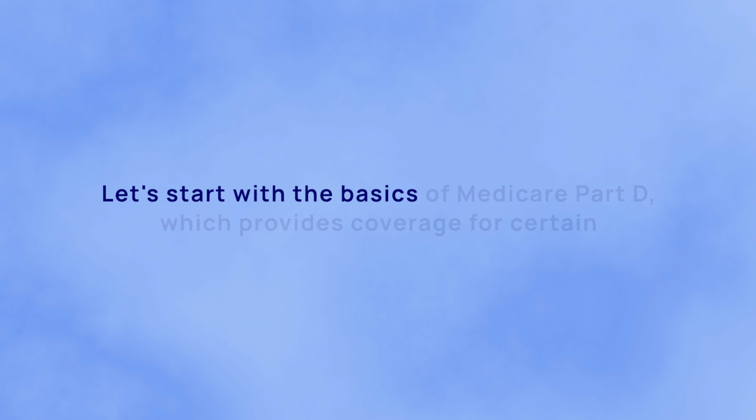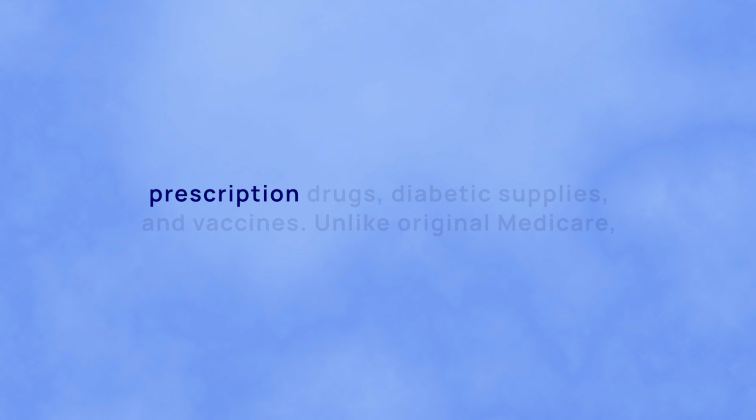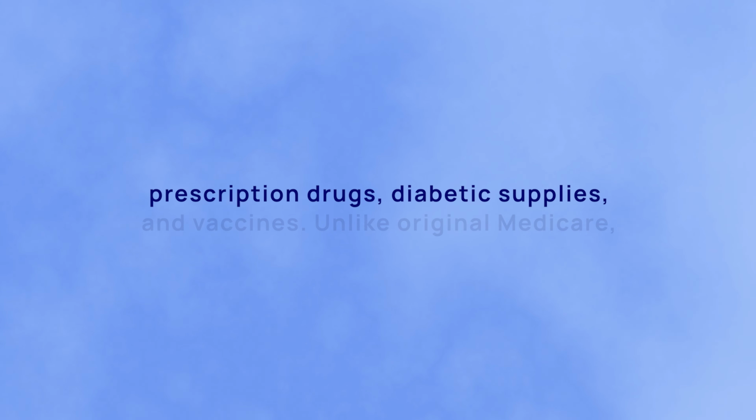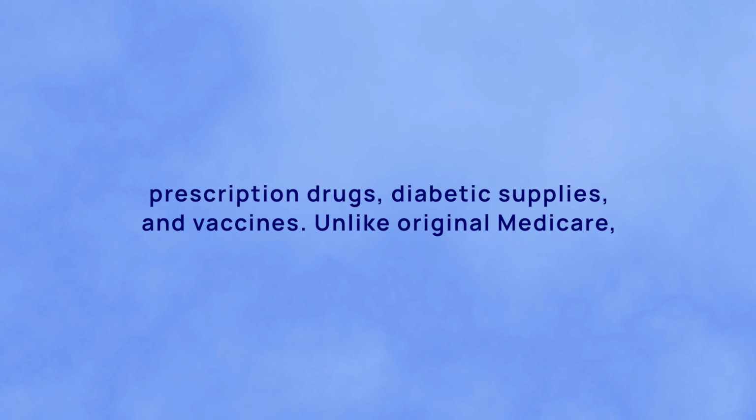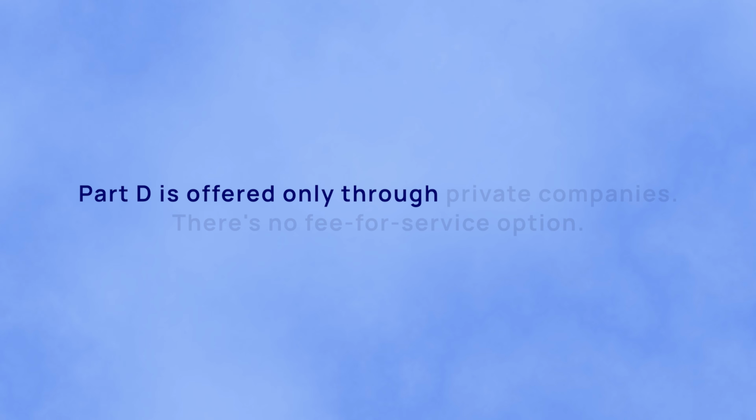Let's start with the basics of Medicare Part D, which provides coverage for certain prescription drugs, diabetic supplies, and vaccines. Unlike original Medicare, Part D is offered only through private companies. There's no fee-for-service option.